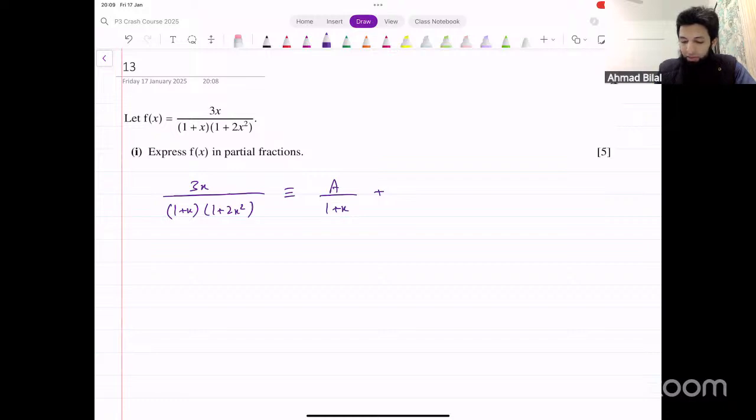and we have one quadratic factor. What do we do with that? That is going to be Bx plus C divided by 1 plus 2x squared. Okay, this is the form. You get 1 mark for writing down the correct form. If you've written this down correctly, you get 1 out of 5 marks.